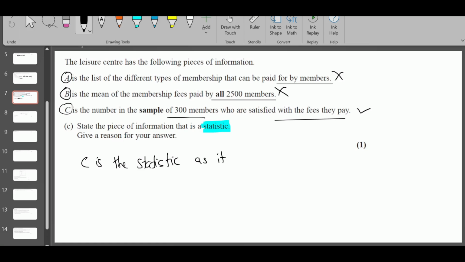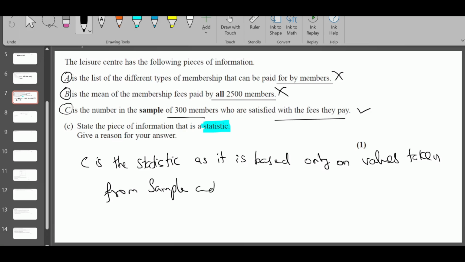As it is based only on values taken from the sample and no population parameter. So there are certain definitions given in the textbook. You have to memorize all those definitions and the advantages and disadvantages of sample, census, all those things. Okay, anyway, question number 3 now.